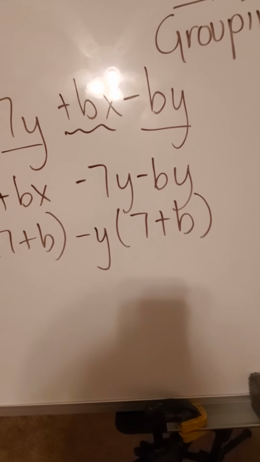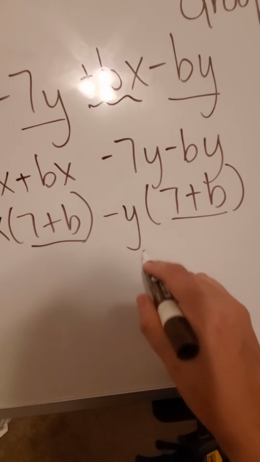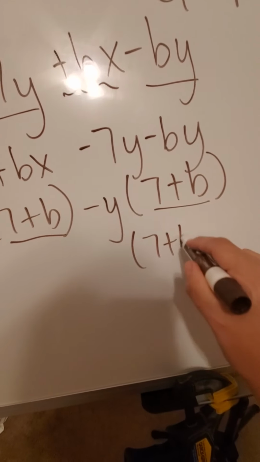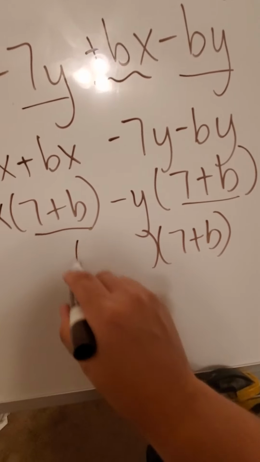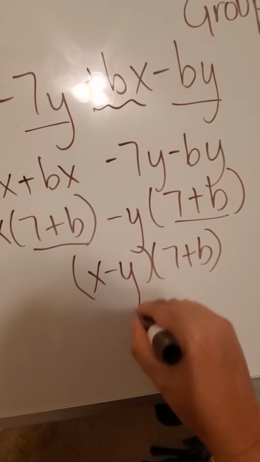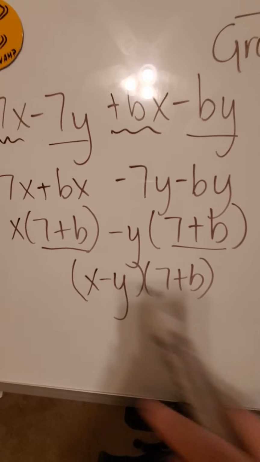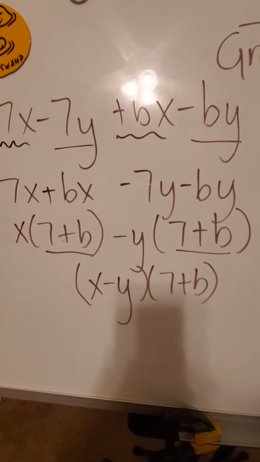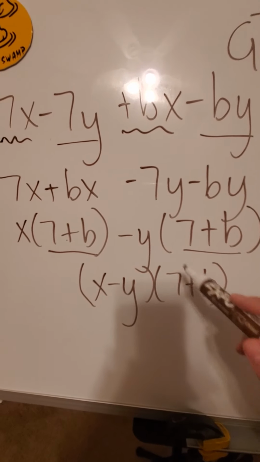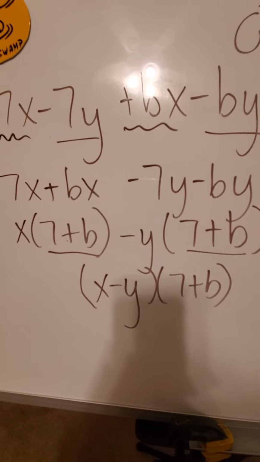Okay, now if I notice, this and this are exactly the same. So I only have to write it once. 7 plus b. It's like we distribute it, okay? And then I'll take what's outside and put together in the other one. X minus y. I just factored by grouping. That's all there is to it. You want this and this to match. Okay, once it matches, you only have to write it once, and then whatever's outside you put together in the other. That's all there is to grouping.